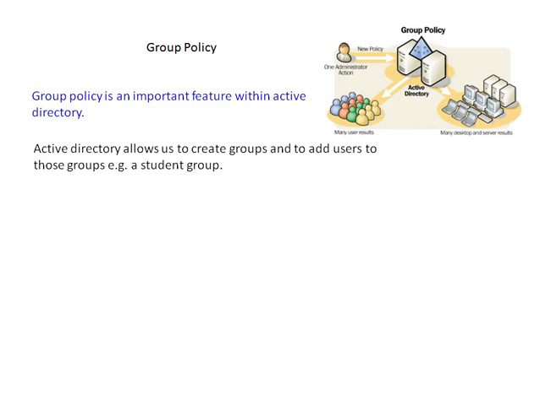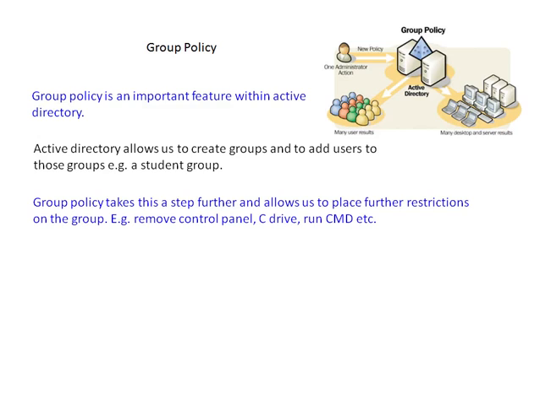So with Active Directory, I can add all students to the student group, and then group policy takes it a step further because we can apply a policy on that group, hence the name group policy. So we can remove the control panel, the C drive, the run command, etc. We can reduce what that user can do. IT students can have run and can see the C drive. Standard students cannot. They don't need to see the C drive, so we don't let them see it.